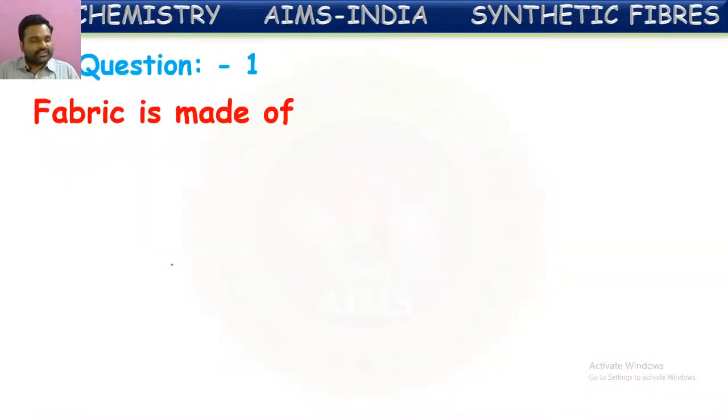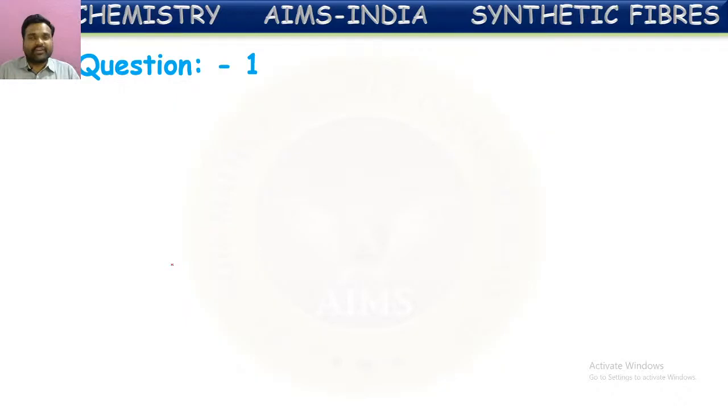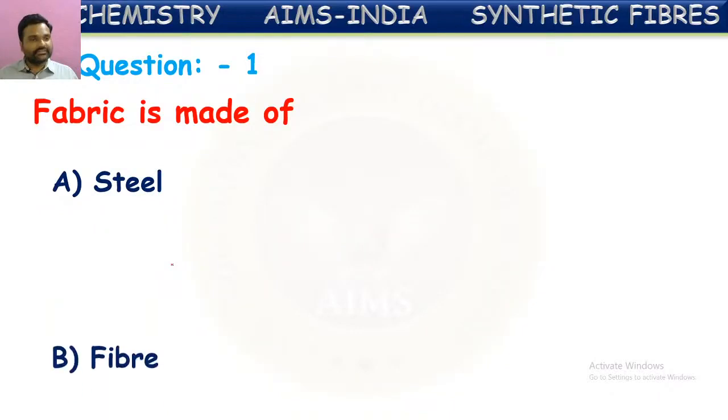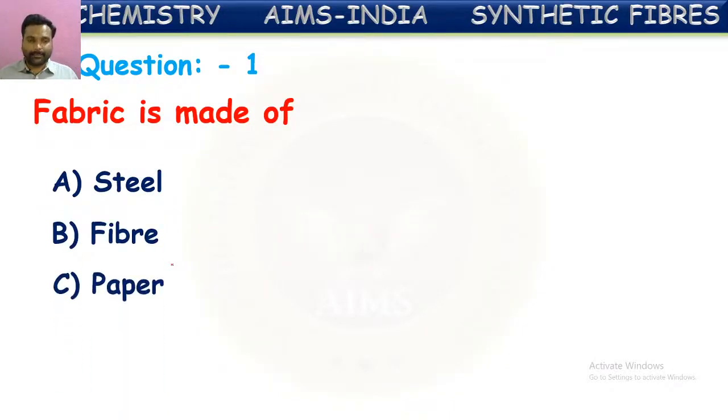So now let us see some questions based upon these synthetic fibers and their uses. First one is: fabric is made of. Options are: steel, fiber, paper, none of these. Of course, this is one of the questions taken from previous contest questions. So fabric is made of steel, fiber, paper. From which is a fabric made? If you know the answer, you can give the answer in the live chat. Which is the correct answer?